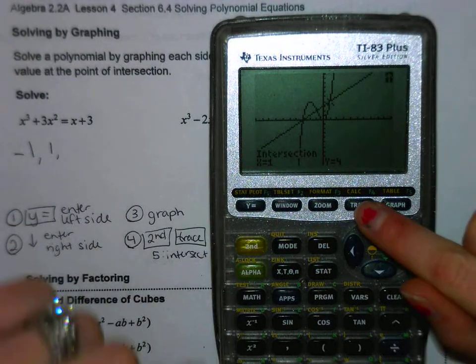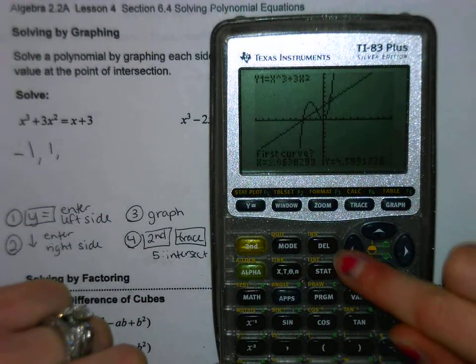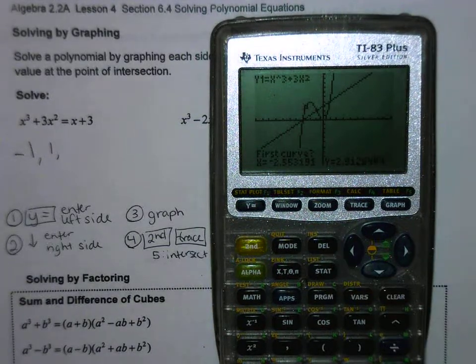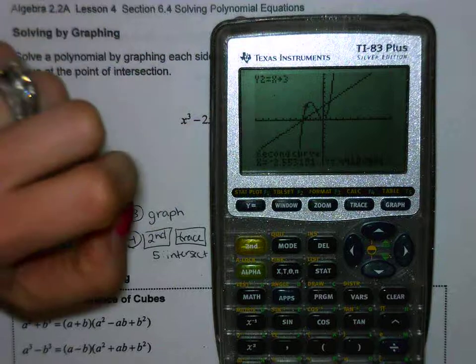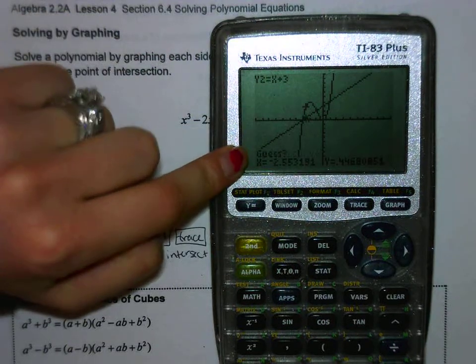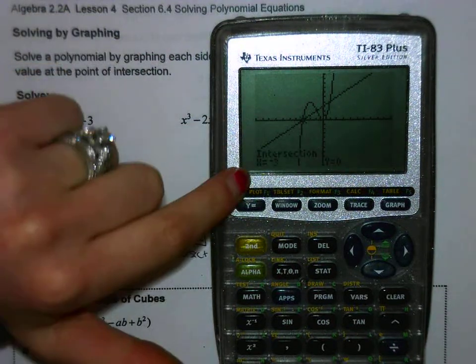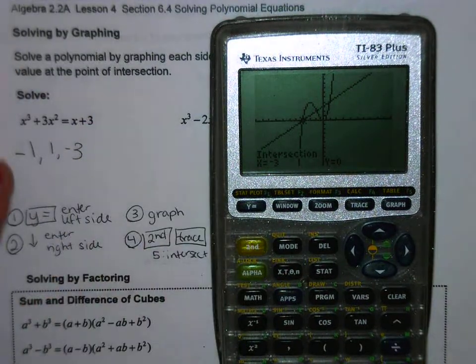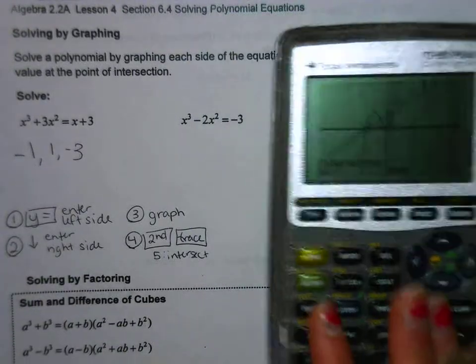So to find the third one, second, trace, 5, go over closer to that one. I'm on my first curve, so I hit enter. Second line, enter, guess. My x-axis is at -3. So those are my 3 answers for this. So let's look at the next one.